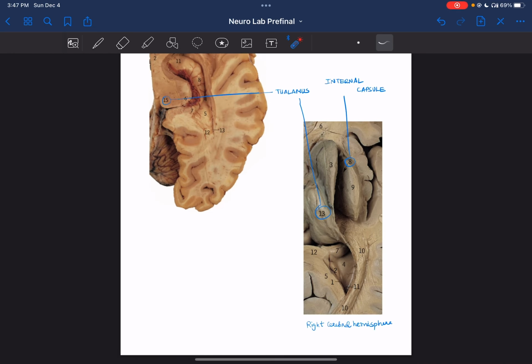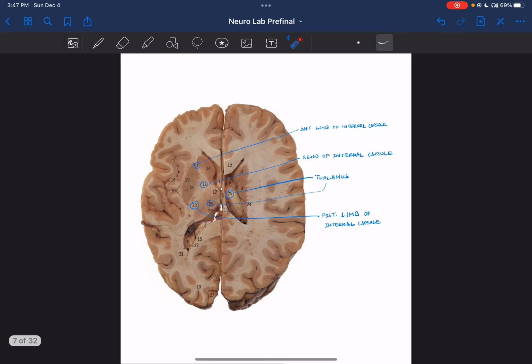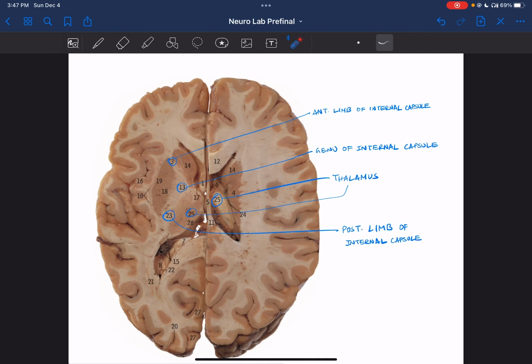Fine. So this is the right cerebral hemisphere again. Now, what about in this diagram? In this diagram, again, let's look at the different parts of the internal capsule. So see, this is your internal capsule. You have the anterior limb. You have the genu of the internal capsule. Genu is basically the bend of the internal capsule, and the posterior limb of the internal capsule. Now again, lateral to the third ventricle, you have your thalamus.